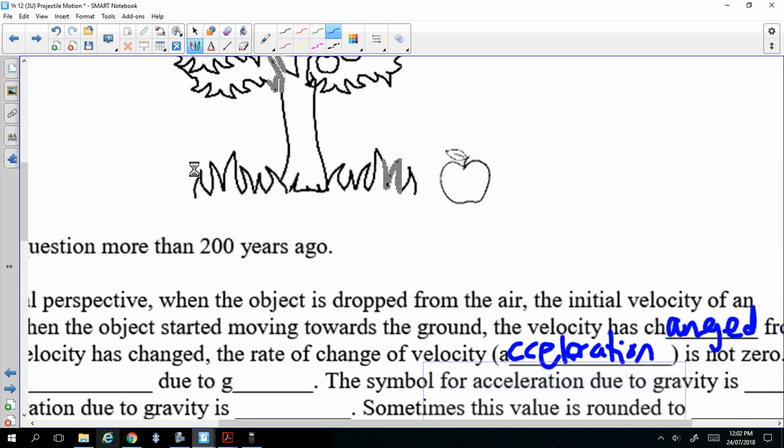It's not 0. So this is called the acceleration due to gravity.